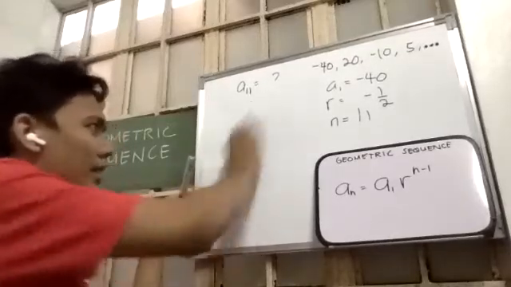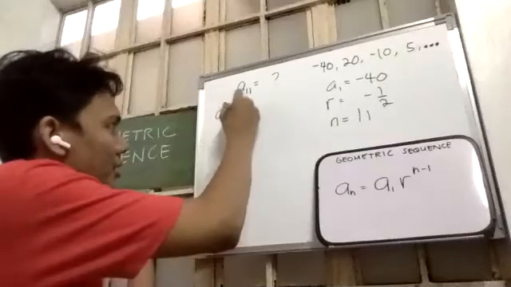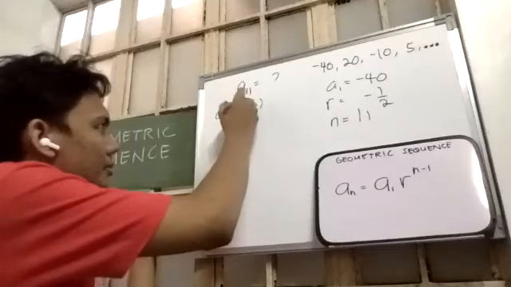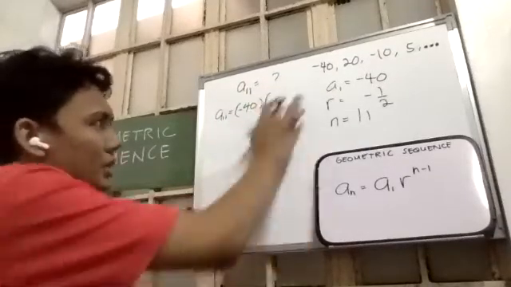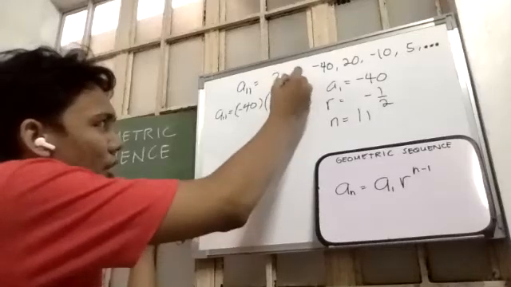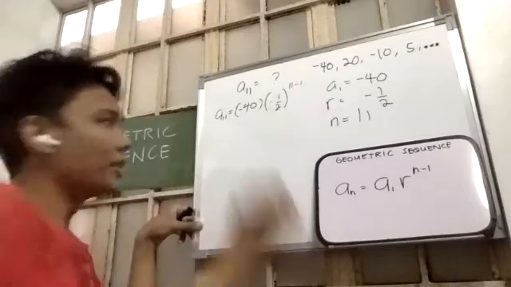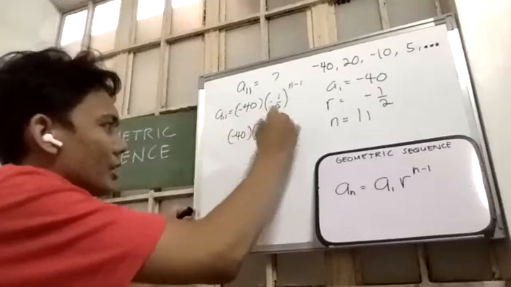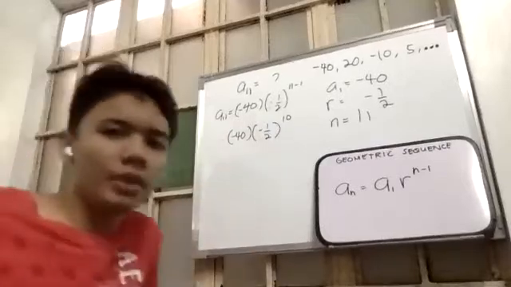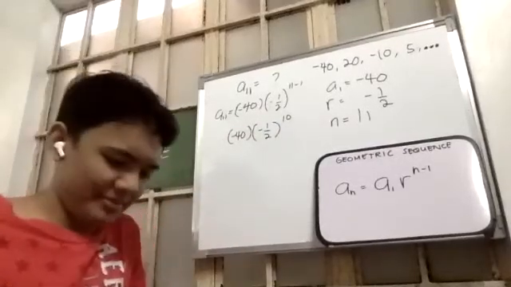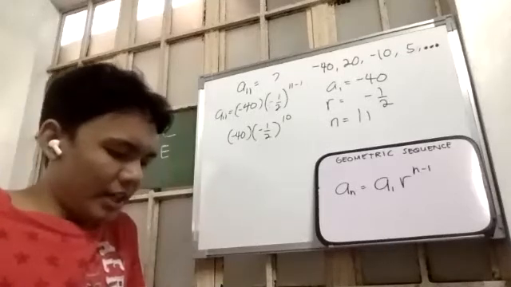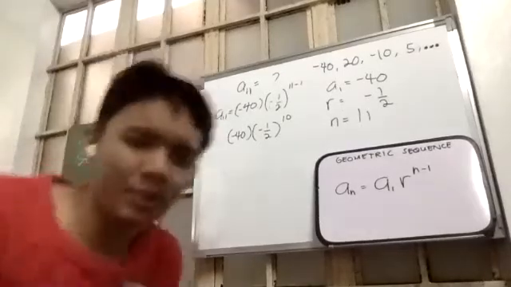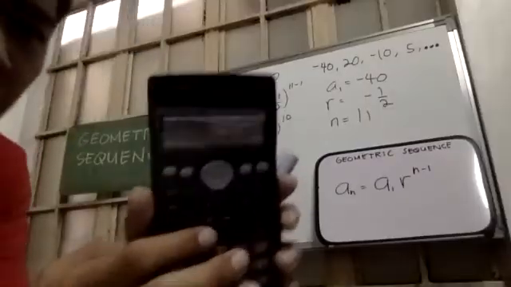So, substitute na tayo sa formula. We have A sub 11 is equal to negative 40 times R, which is negative 1 half, raised to 11 minus 1. Okay, so we have negative 40 times negative 1 half raised to 10. So, paano natin malalaman yan? Gamitin natin si CalQ. Paano ginagamit si CalQ? Teka, kunin ko yung CalQ ko. Negative 1 half. Gumamit tayo ng parenthesis.